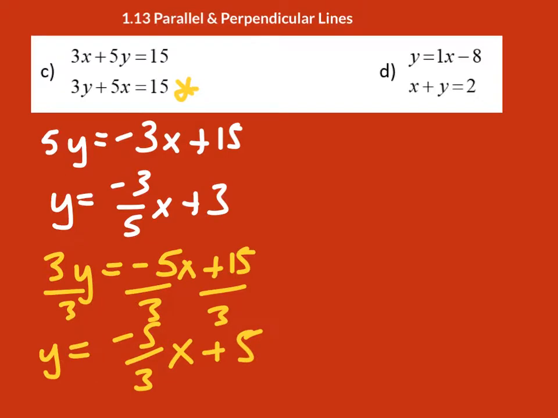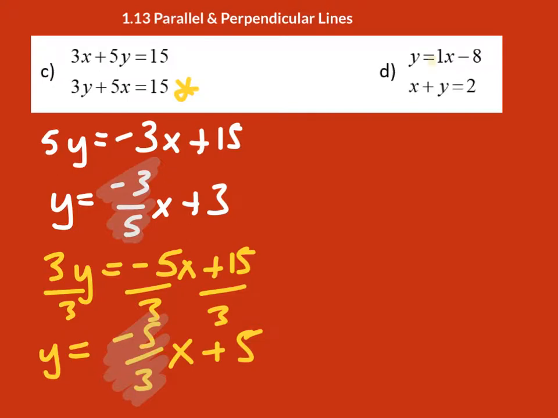Let's take a quick look at our relationships. I get negative 3/5, and I get negative 5/3. Those are reciprocals, but they are not negative reciprocals. So these aren't parallel, they're not perpendicular, they are just simply intersecting lines.